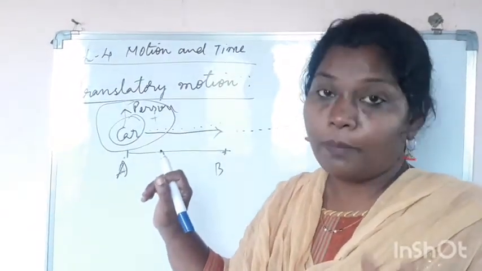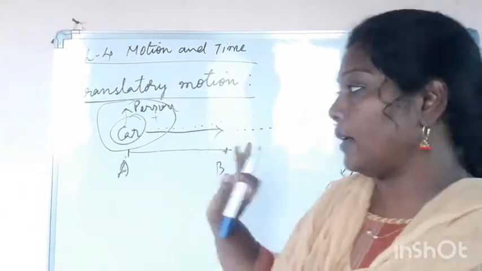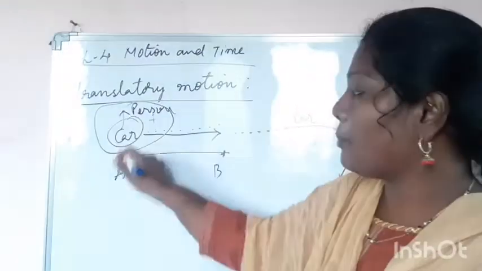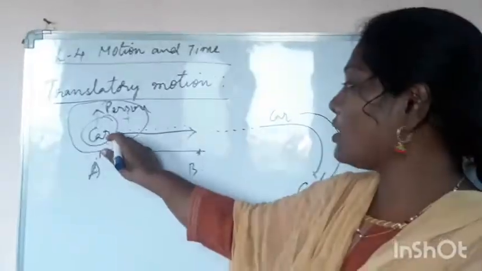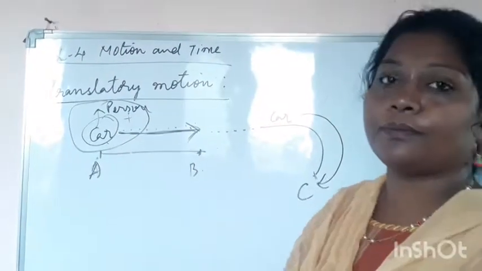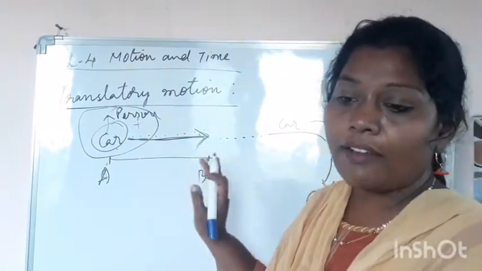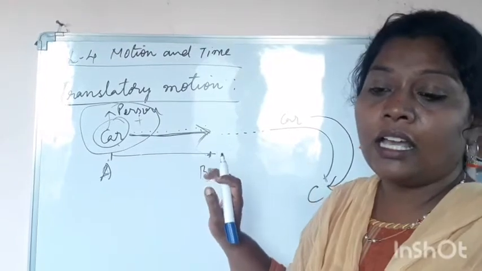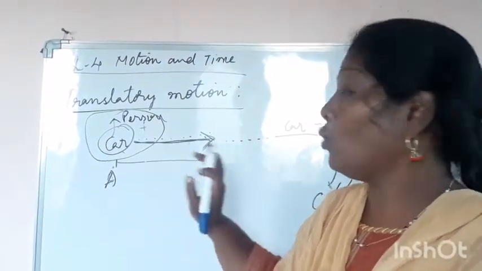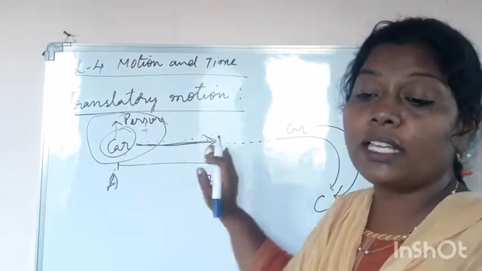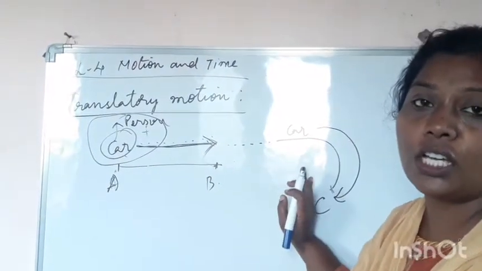Okay children, please try to understand this point. Now this car and the person are moving from this place to this place. So how is the motion going on? In a straight line. Okay, so here we have to check if all parts of the moving body move in the direction of motion.